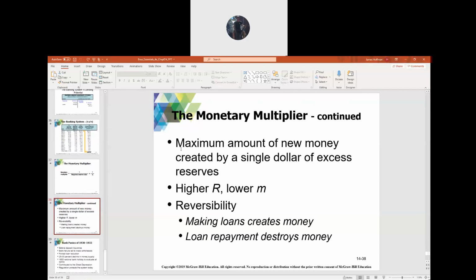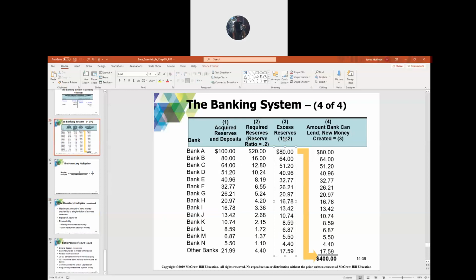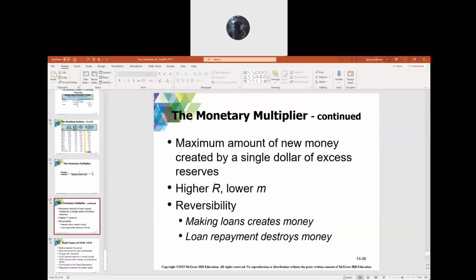Okay, so the monetary multiplier is just the maximum amount of new money created by a single dollar of excess reserves. So in this example, the maximum amount that could be created with the initial 80 was 400. And if you multiply 80 by 5, that's how we get the 400. Okay, so higher R, lower M, because if the reserve ratio is higher, banks can lend out less money. But it's also reversible: making money creates loans, like has happened, but if everybody pays off their loans, then that eliminates money. So again, all of this new money essentially has been created by lending.